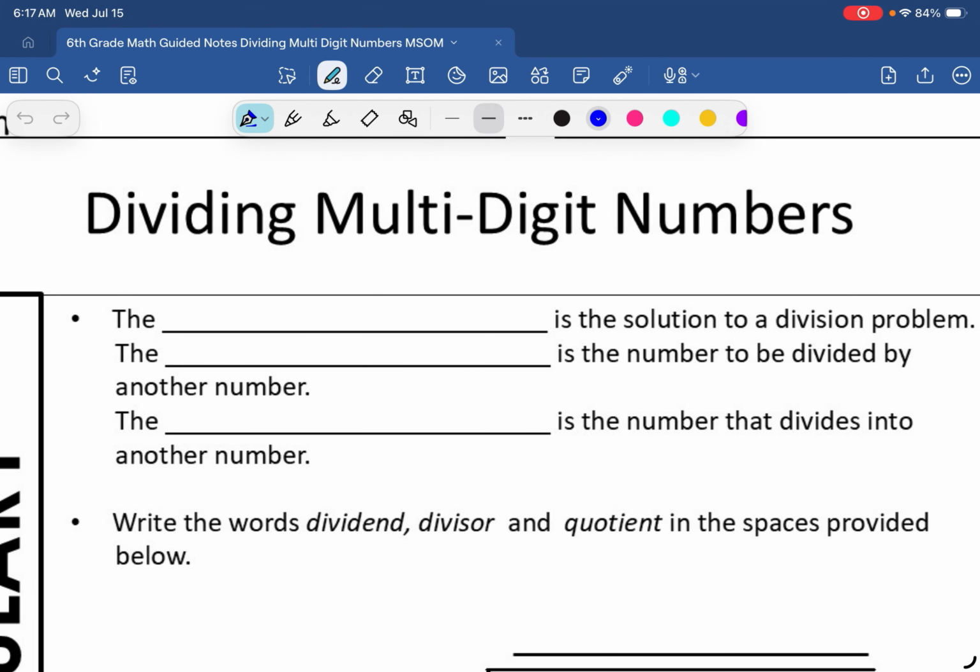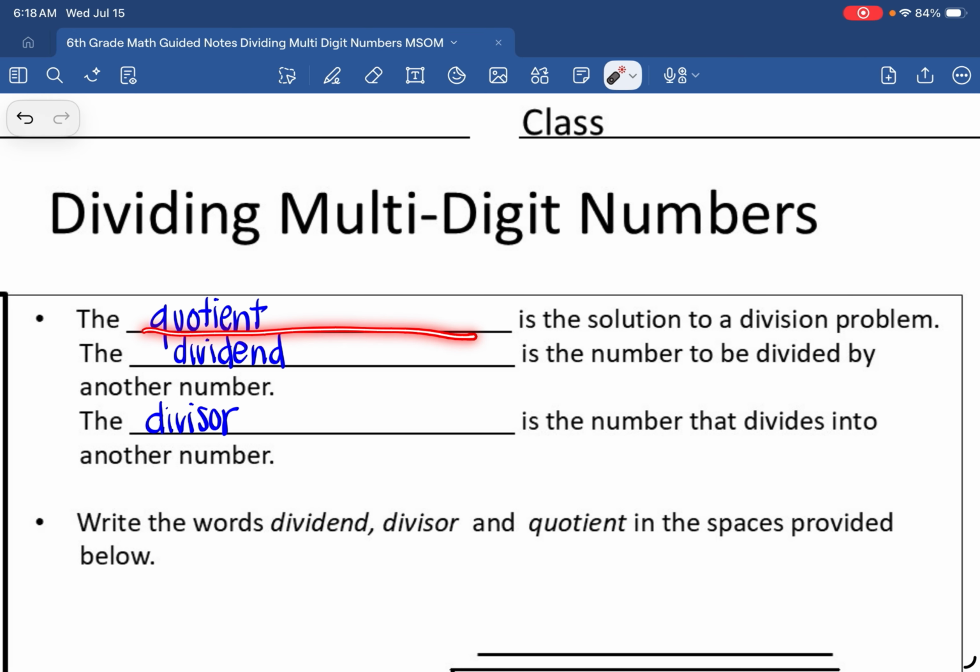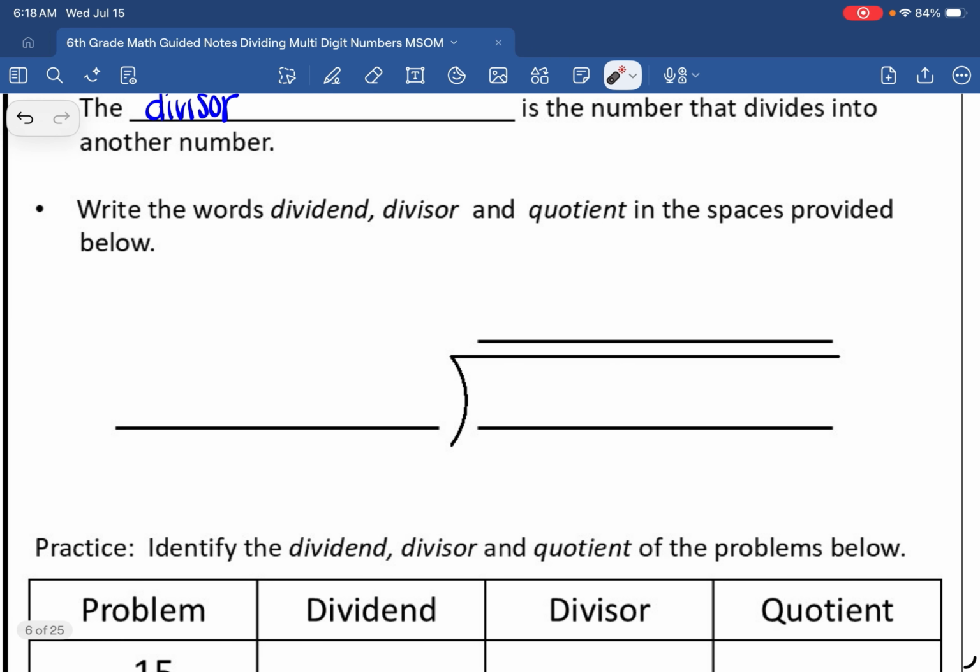Let's get started. The quotient is the solution to a division problem. The dividend is the number to be divided by another number, and the divisor is the number that divides into another number. Write the words dividend, divisor, and quotient in the spaces provided below.